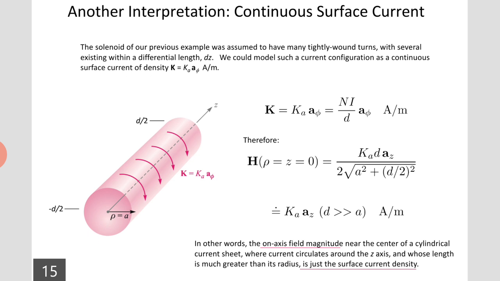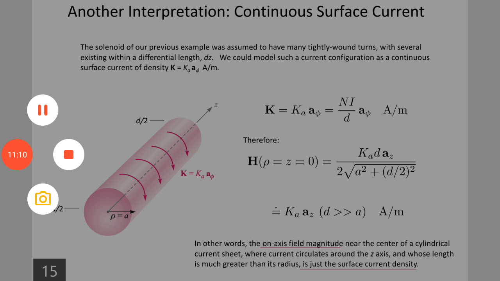So we have another interpretation for a solenoid, that is a continuous surface current. The current circulating around the z-axis over the whole length, if it is much greater than its radius, is nothing but a surface current density.